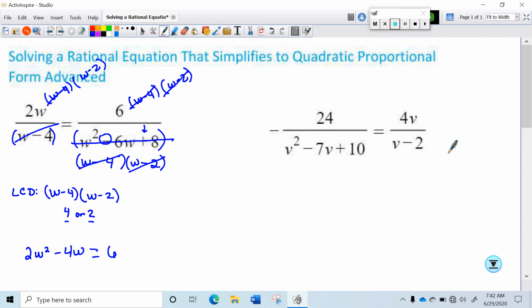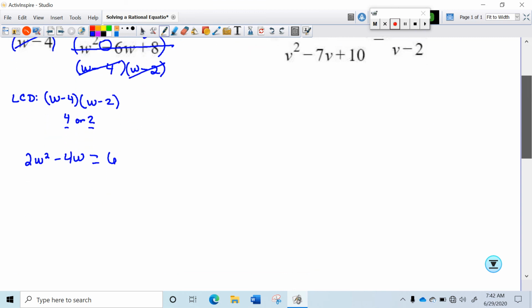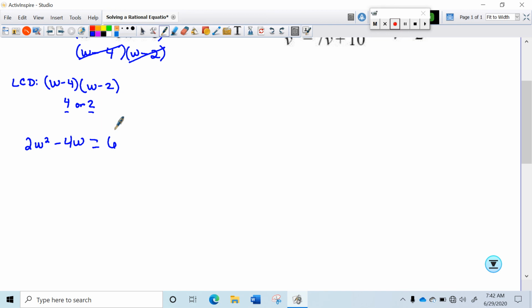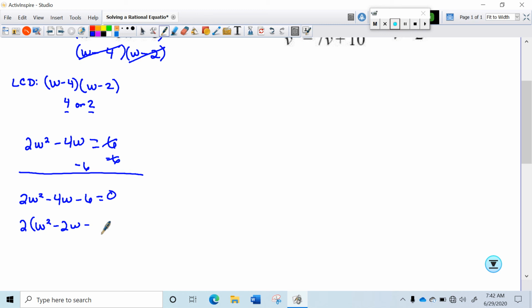Okay, you always want to leave your squared term positive, so I've got to move the 6 over. The opposite of positive 6 is negative 6. Let's take that over. So I've got 2W squared minus 4W minus 6 equals 0. Okay, I can factor a 2 out of this, so that gives me W squared, 4 divided by 2 is 2, W, minus 6 divided by 2 is 3, equals 0. But 2 does not equal 0. Oh, sorry, didn't mean to cancel the 0 out.